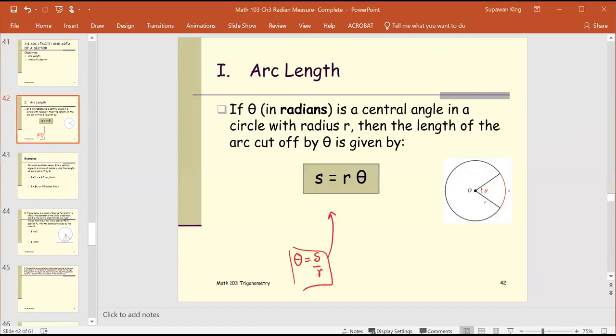Arc length: if theta in radians is a center angle in a circle with radius r, then the length of the arc cut off by an angle theta is given by s equals r times theta. We recall the formula theta equals s over r from the earlier section. We rearrange the terms, or solve for s, to obtain s equals r times theta.